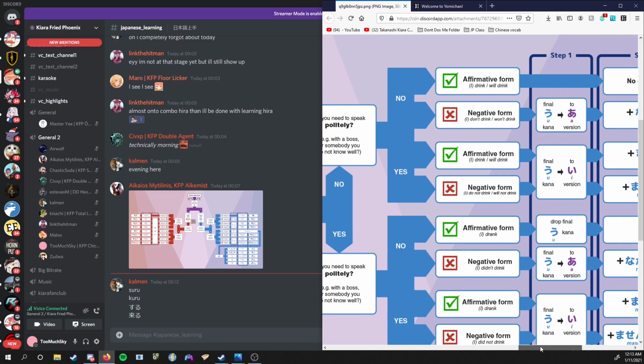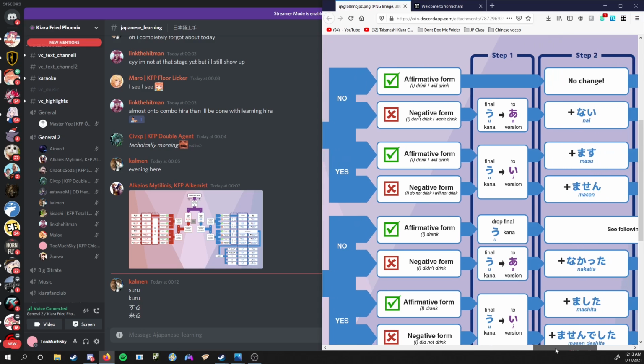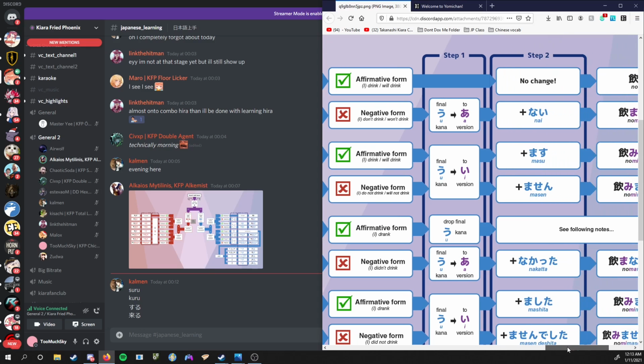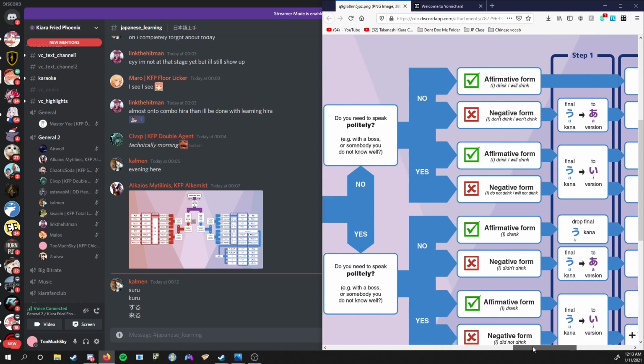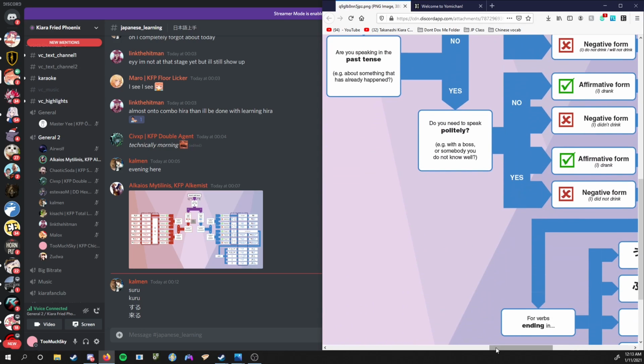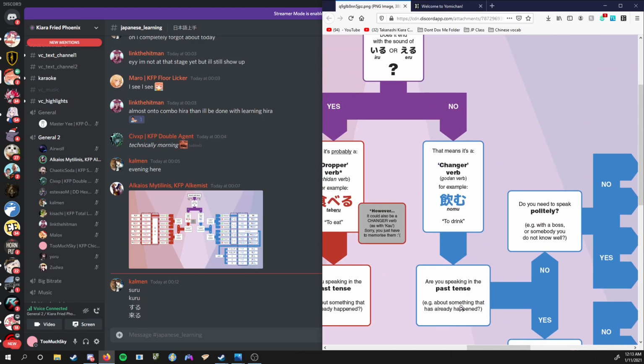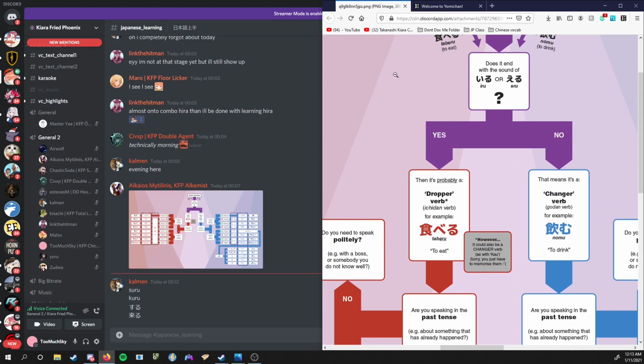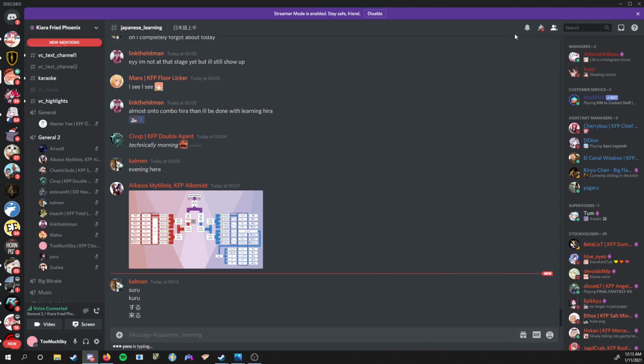So, wait, no. This is why I need to proofread these notes more. So the dictionary form is not the same as the plain affirmative non-past. Scratch that.